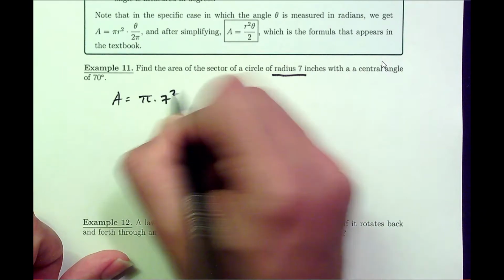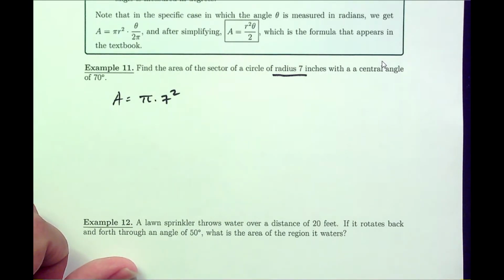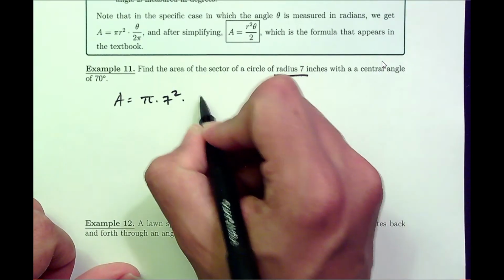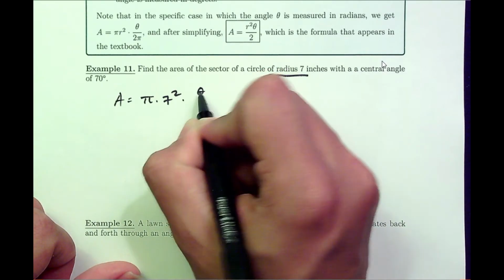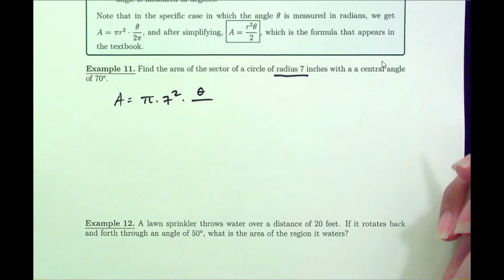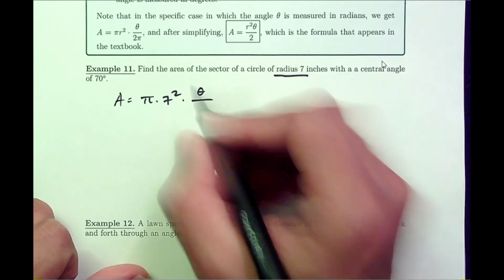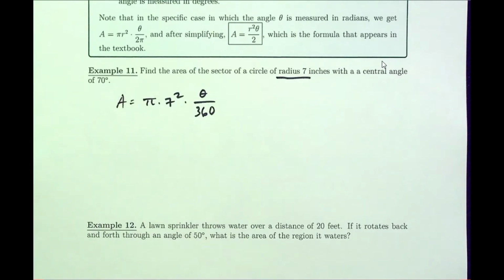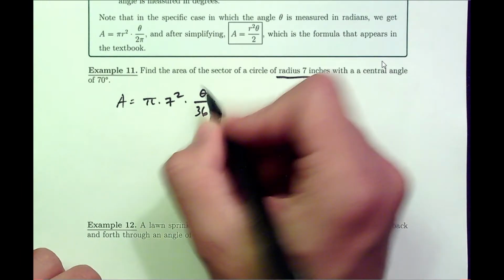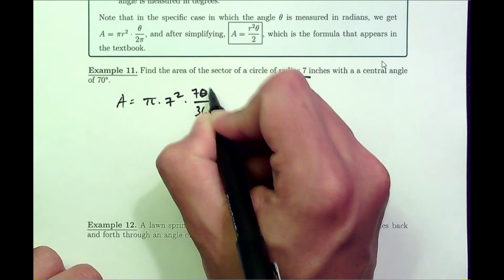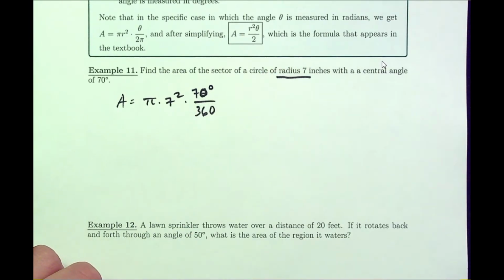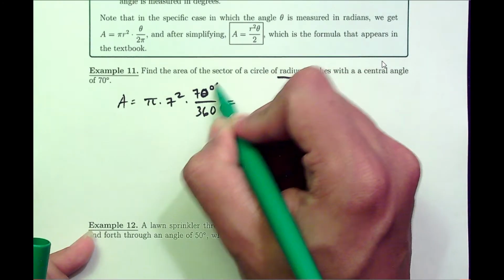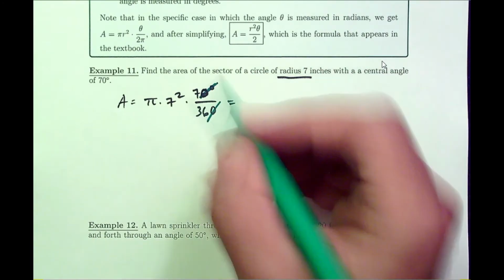So pi times 7 squared times the fraction corresponding to the angle. The fraction is the angle, which is 70, over, this is in degrees, so over 360. Okay, I should have written 70 there, so I'm going to put 70 here. Now that's a 0 instead of a theta. Okay, now let's simplify this. We can cancel the 0.